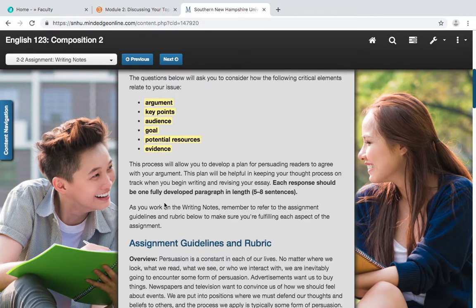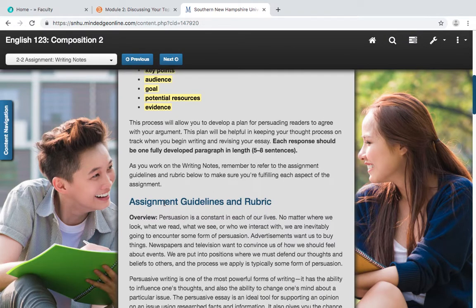So this process will allow you to develop a plan for persuading readers to agree with your argument. And so you see here, it dubs it a plan. It's going to lay the framework for your paper. But don't let that fool you. It isn't just an assignment that's going to let you plan. It literally will be putting the foundation blocks in place for your paper.